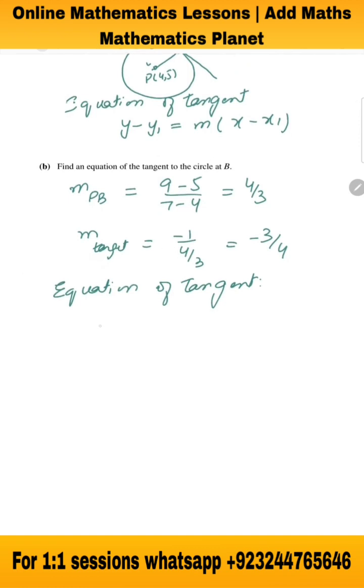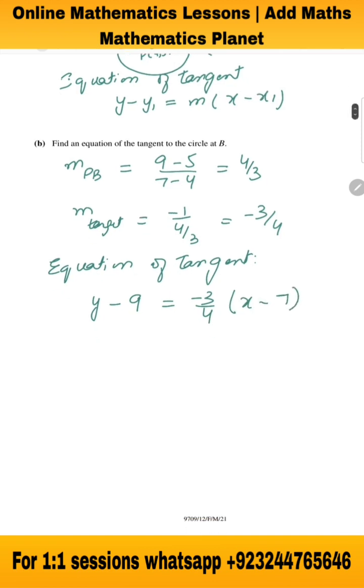So the point is B, 7, 9, so it would be y minus 9 is equal to minus 3 by 4 times x minus 7. This is a point on the circle.